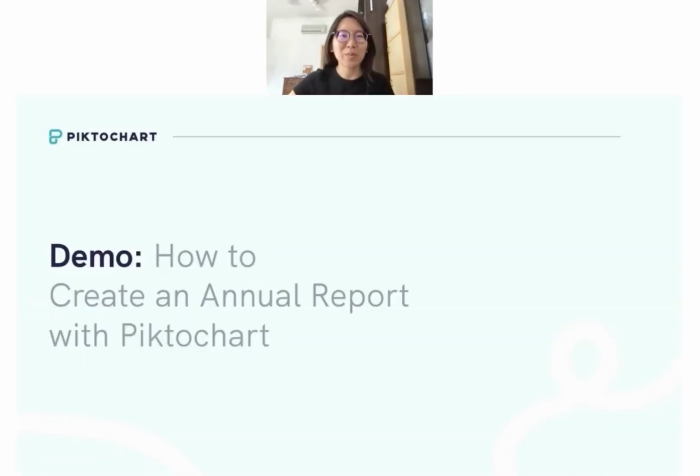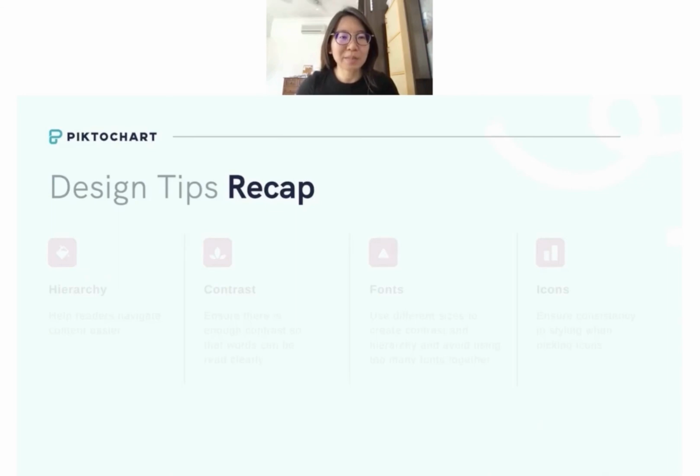So let me quickly recap from the start. Design tips. As I mentioned earlier, hierarchy. Hierarchy helps readers navigate the content a lot easier. Hierarchy is very important for annual reports and any design for that matter, especially if you've got a lot of content and a lot of data. You want to help your readers go through that data a lot easier.